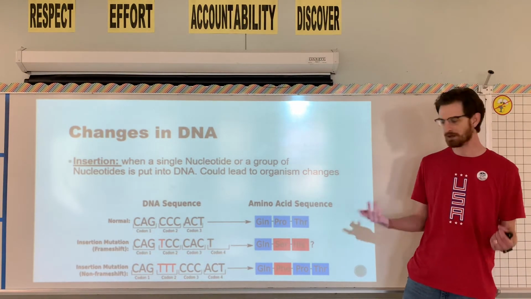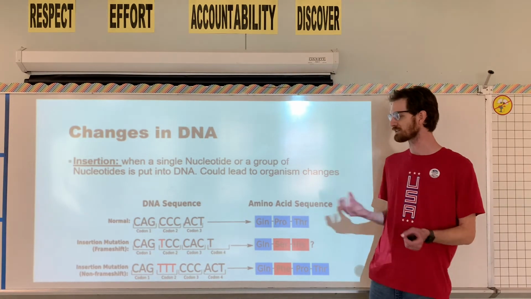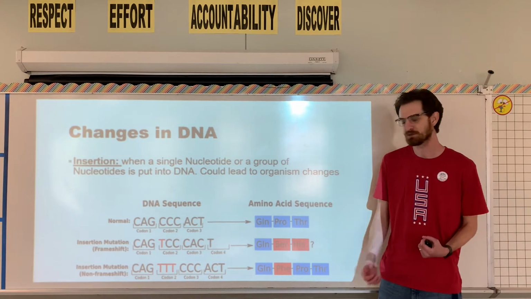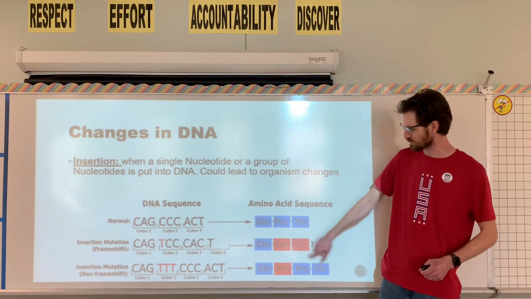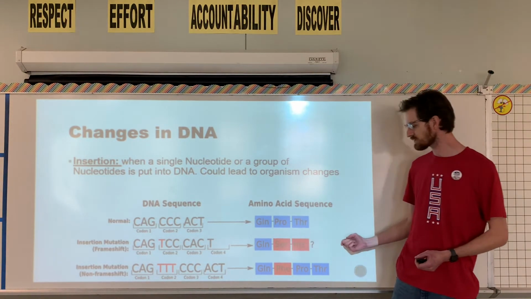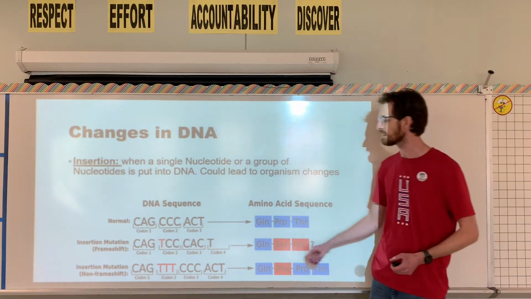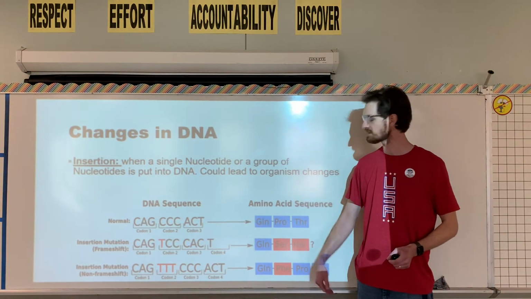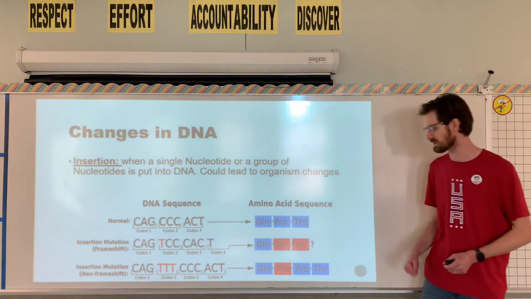Okay, so again, you probably don't really know what cysteine, histidine, threonine, and proline are. That's okay, but you can tell they're different, right? It shows up as red here, showing that it's different. So every amino acid after this point is most likely going to be affected, just because I put that one extra nucleotide in there, and now everything else gets bumped to the side.